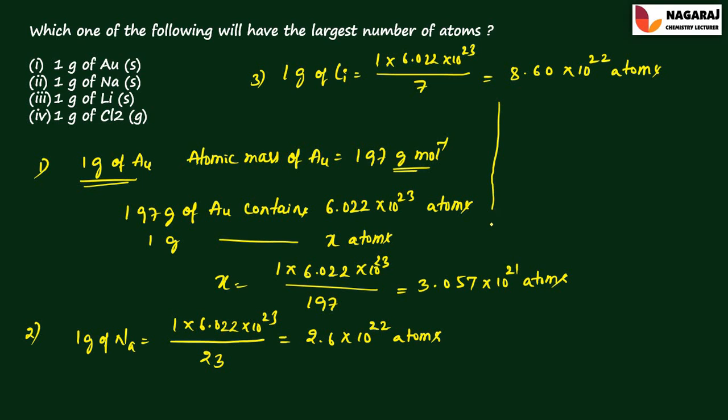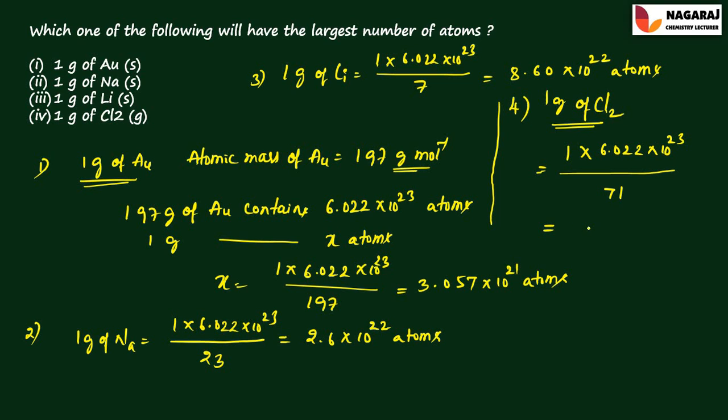Like that, let us calculate the number of atoms in 1 gram of chlorine, Cl2. That is, the molecular mass of chlorine molecule is 71. That is equal to 1 gram into 6.022 into 10 to the power 23 divided by the molecular mass of chlorine, which is 71. So on simplification it gives 8.48 into 10 to the power 21 atoms.